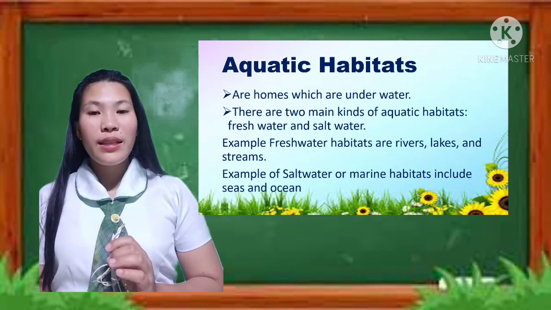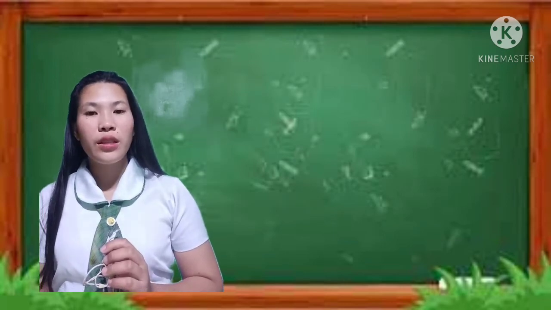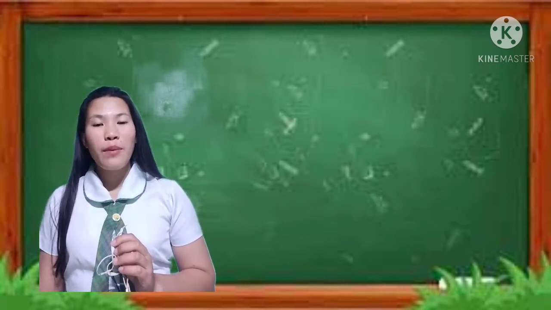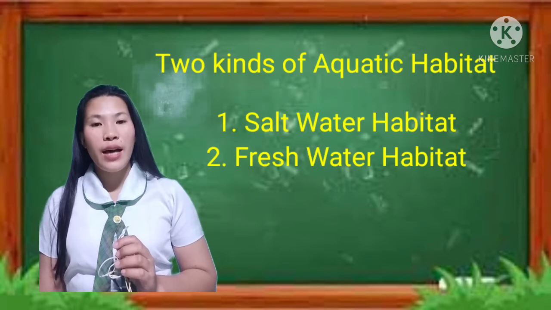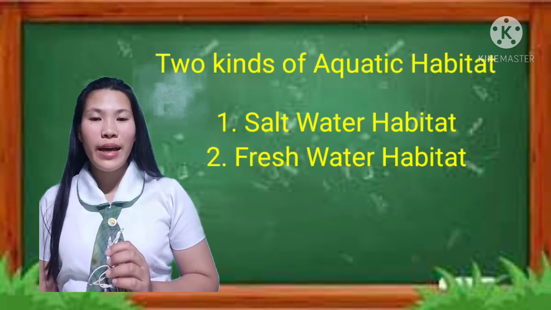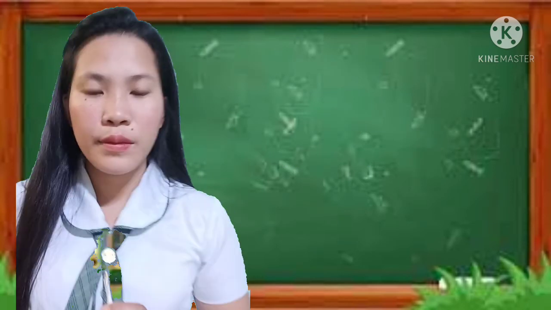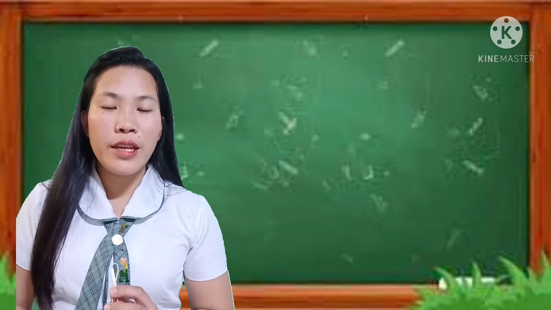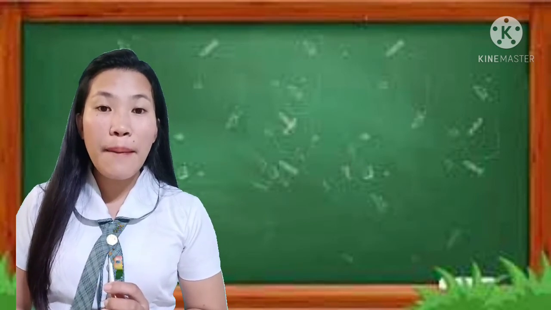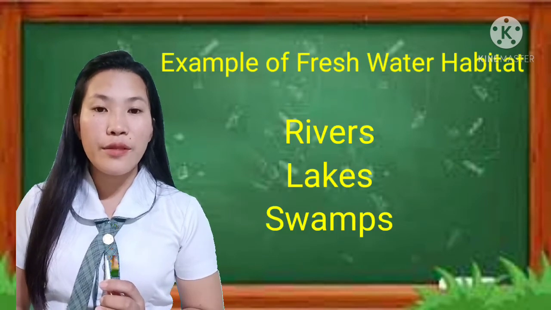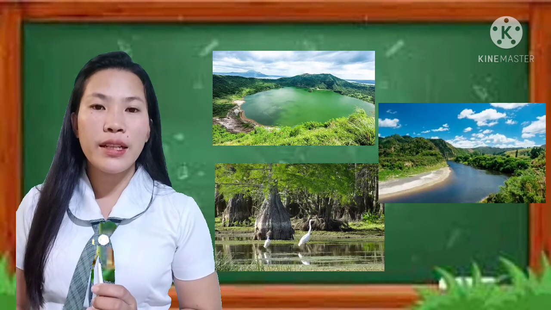Aquatic habitat is a plant home which is under the water. Aquatic habitat has two kinds: the freshwater habitat and the saltwater habitat. Freshwater is a kind of aquatic habitat. Examples of freshwater are rivers, swamps, and lakes.